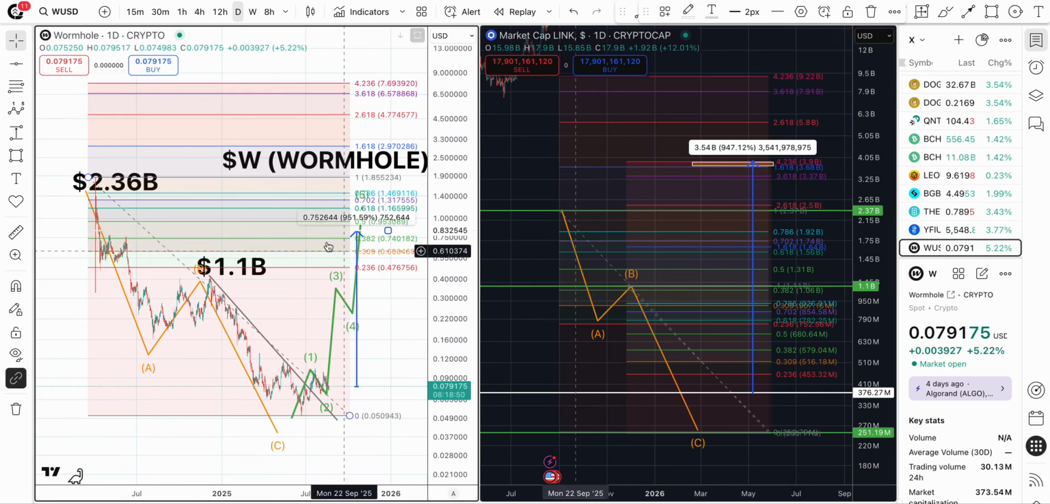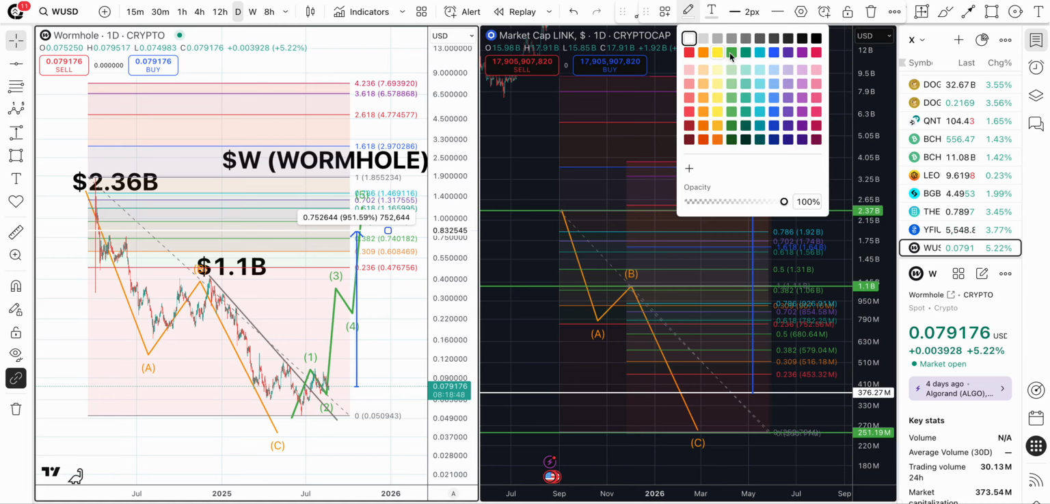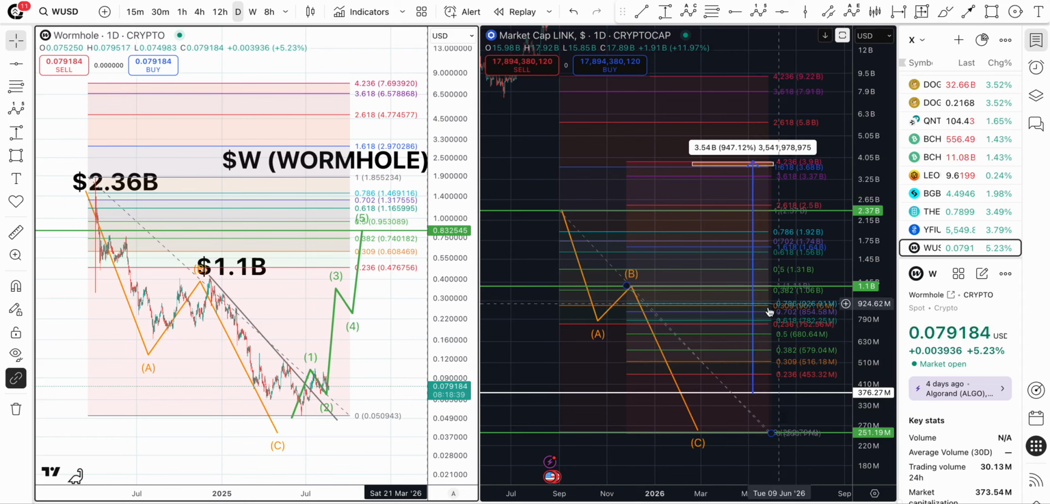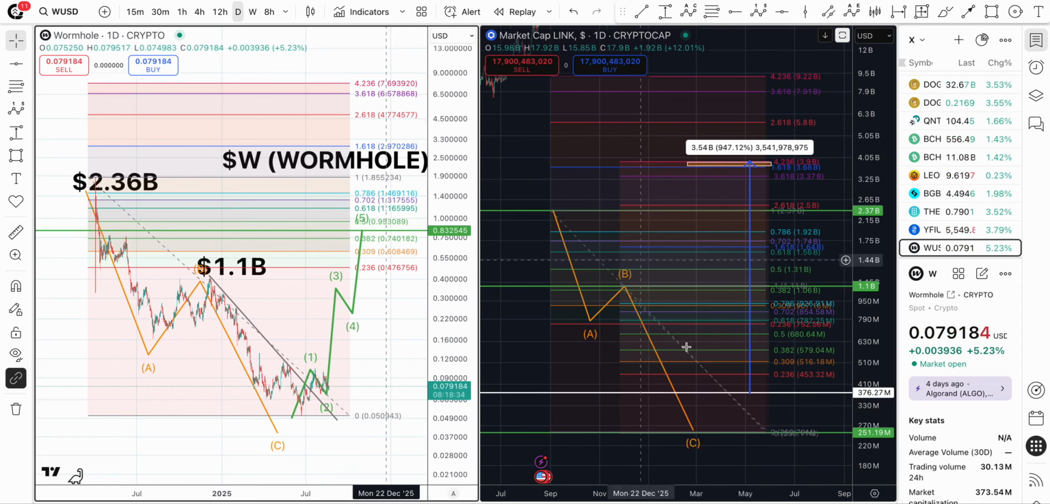So I'm going to mark that. That is our wave 5 target for Wormhole. So I'm going to bring that down here. All right, cool. Good, great, grand. That's where we're ending. You know, how does the price movement look here on this chart?